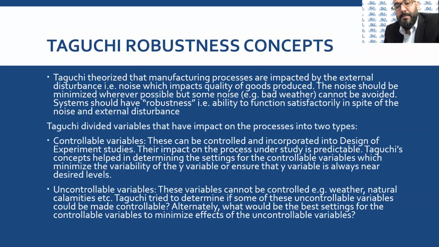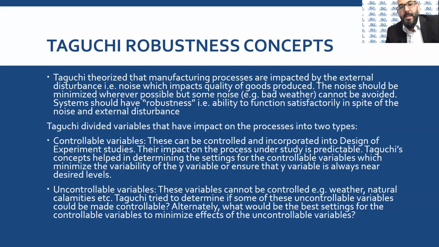Uncontrollable variables. These variables cannot be controlled. You can't measure them. These are uncontrollable, such as the weather, the nature. Goshi tried to determine if some of these uncontrollable variables could be made controllable. Alternatively, what would be the best settings for controllable variables to minimize the effect of uncontrollable variables?